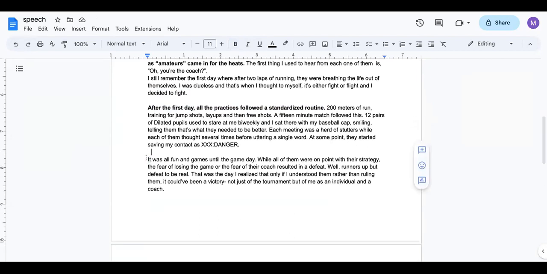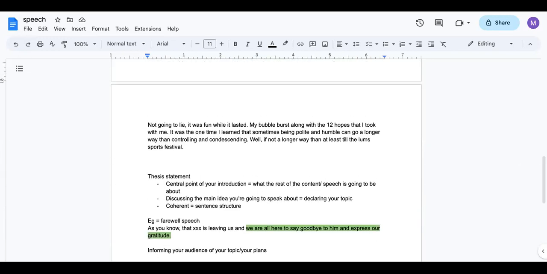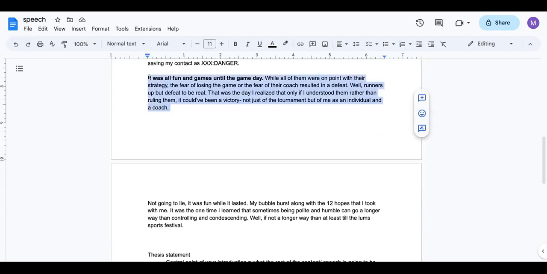Then I have another topic sentence here. It was all fun and games until the game day. So now I'm going to be talking about the game day. While all of them were on point with their strategy, the fear of losing the game or the fear of their coach resulted in a defeat. Well, runners up, but defeat to be real. That was the day I realized that only if I understood them rather than ruling them, it could have been a victory, not just of the tournament, but of me as an individual and a coach. So this is what I've got for my third body paragraph.